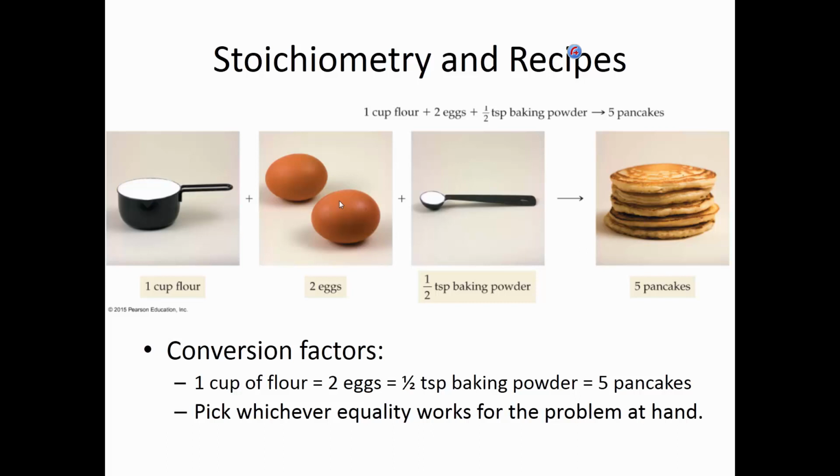I'm not going to write out the math here, but hopefully you can kind of walk through it with the words. So if we have 12 eggs and we have 2 eggs equals 5 pancakes, we would have 5 pancakes over 2 eggs. So 12 times 5 divided by 2 would give us 30 pancakes. The math we're doing here is the same math we do in stoichiometry. So let's look at that.